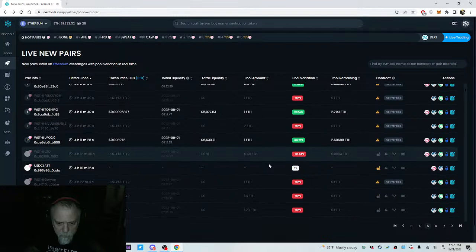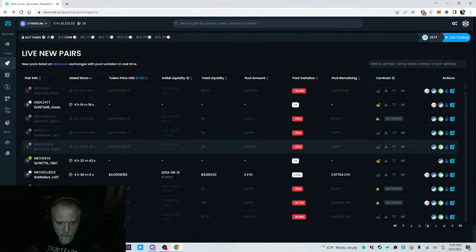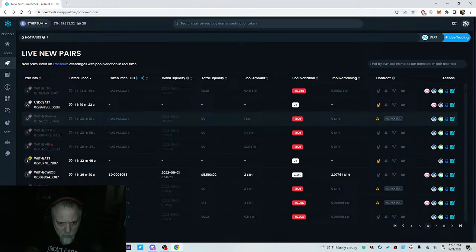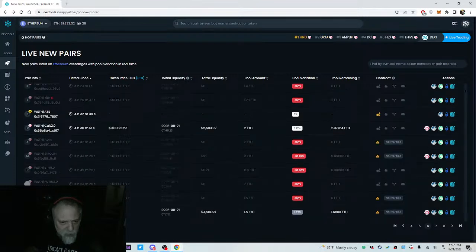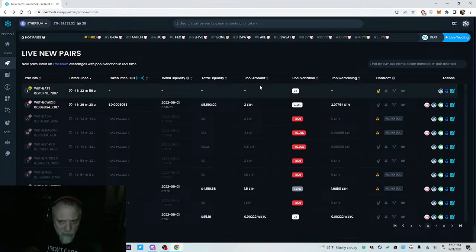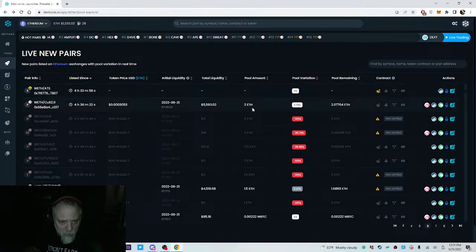Here's a list of 3 of them. 1.2 ether, rug. 1.4 ether, rug. 1 ether, rug. So this is very telling, and it's easy to spot these. The one thing you want to look for is, what's their pool amount? How much have they started with? How long have they been going? What's the pool variation? Is it a decent number?